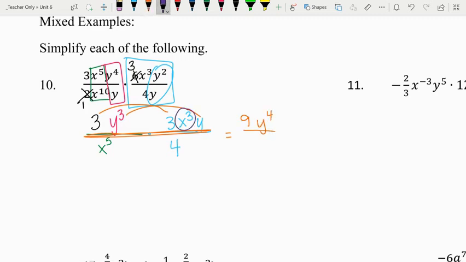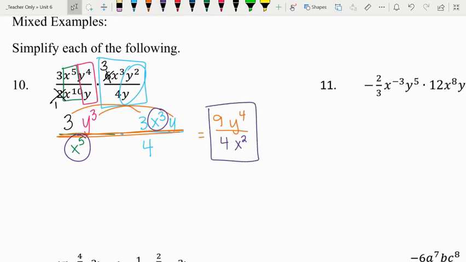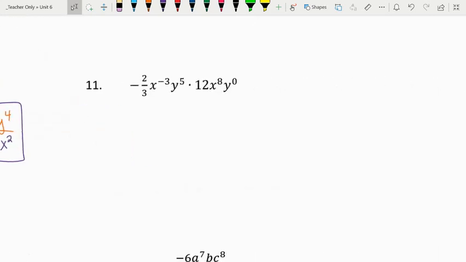I also have x to the 3rd and x to the 5th in the denominator. Remember, we're going to subtract them. We have 2. Goes in the denominator because that's where the larger one's at. The 4 is also down there, so we're going to leave it just like this. Okay? Let's look at number 11.